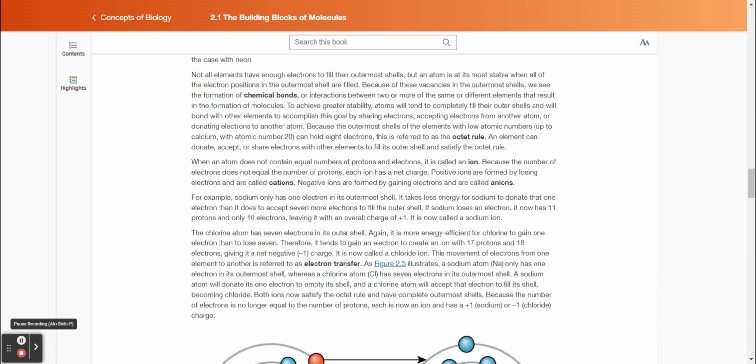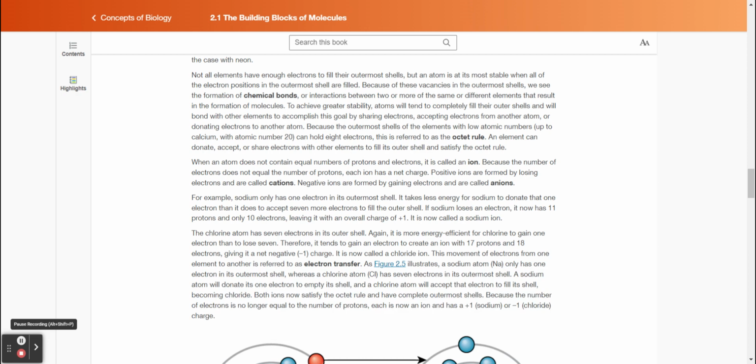Not all elements have enough electrons to fill their outermost shells, but an atom is at its most stable when all of the electron positions in the outermost shell are filled. Because of these vacancies in the outermost shells, we see the formation of chemical bonds, or interactions between 2 or more of the same or different elements that result in the formation of molecules. To achieve greater stability, atoms will tend to completely fill their outer shells and will bond with other elements to accomplish this goal by sharing electrons, accepting electrons from another atom, or donating electrons to another atom.